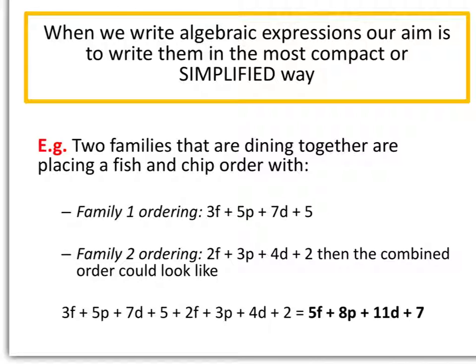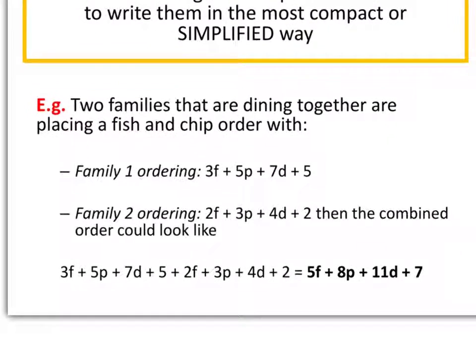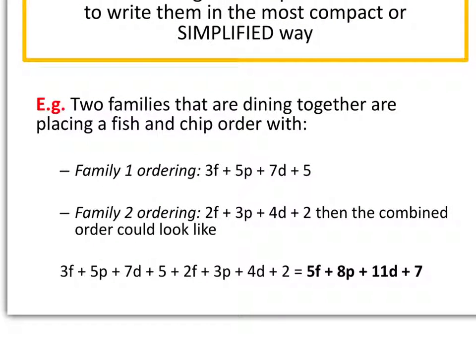The first family is ordering 3 pieces of fish, 5 potato cakes, 7 dim sims, and $5 worth of chips. The second family is ordering 2 pieces of fish, 3 potato cakes, 4 dim sims, and $2 worth of chips. If we were to combine the two sets of orders, it would look like what's down the bottom here.